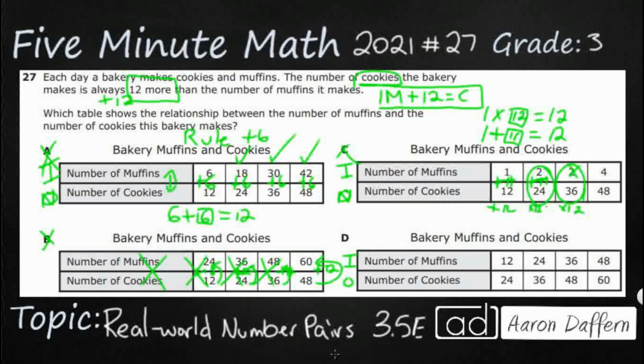So 12 to 24. Let's just put the plus 12 because that's what we're hoping for. And does that work? 12 plus 12, yes. 24 plus 12, yes. 36 plus 12, does that make what we want? Yes. And 48 plus 12. Yes, finally we found our answer. Here's our answer, D, because it has the rule of plus 12, which matches what we found all the way back up here in our story problem. D.